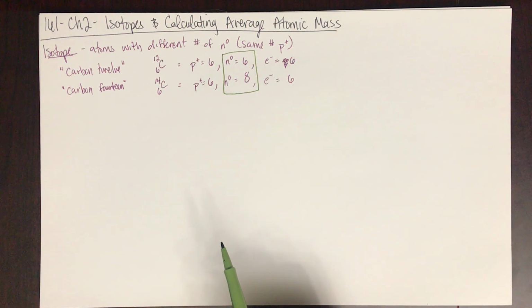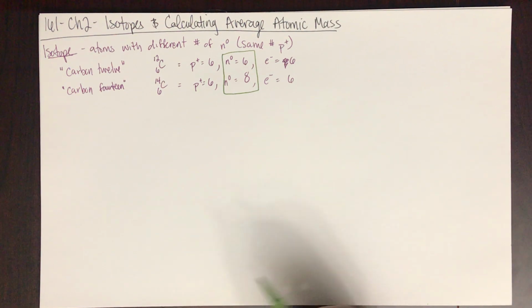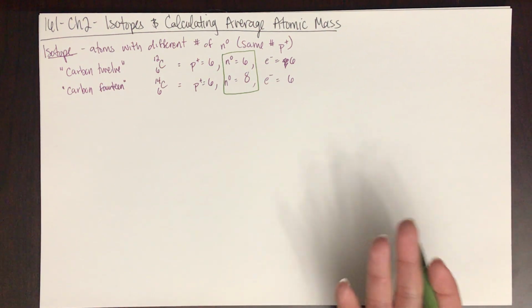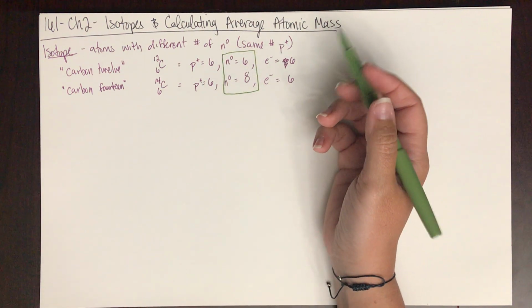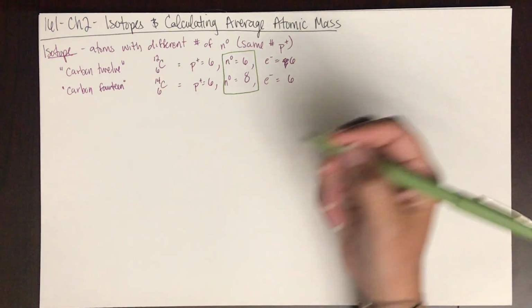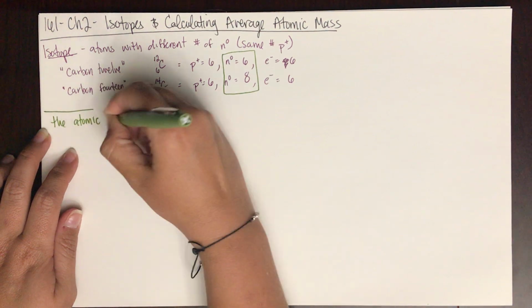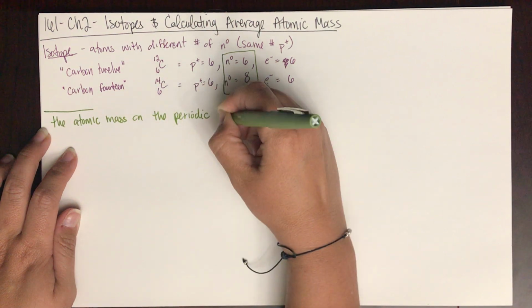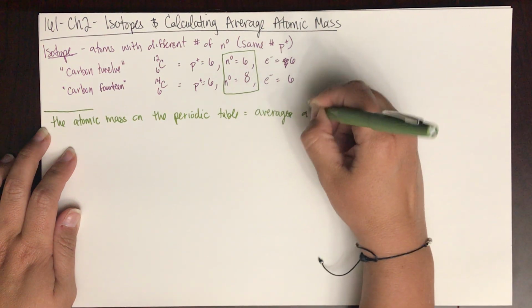When you look at the periodic table, there are atomic masses, usually underneath whatever element symbol you're looking at. You'll notice that these are not whole numbers. Well, you can't have part of a proton or part of a neutron, so how come the atomic masses on the periodic table are not whole numbers? The reason for that is the atomic mass on the periodic table is really what's called the average atomic mass.